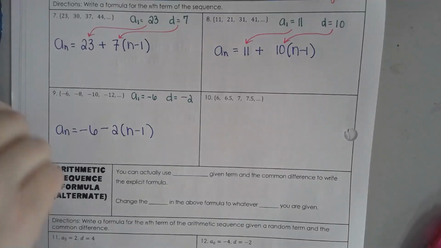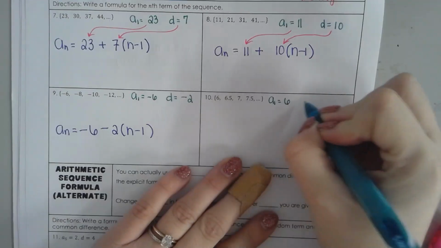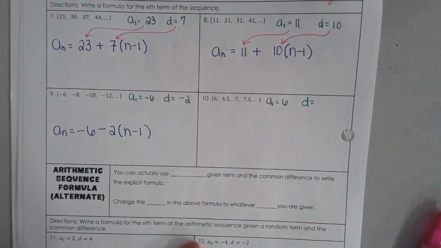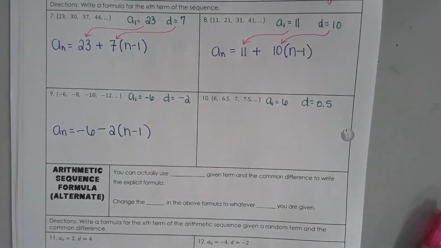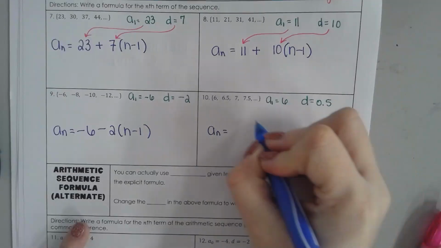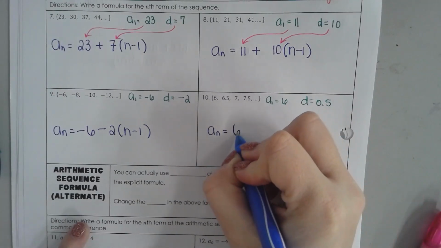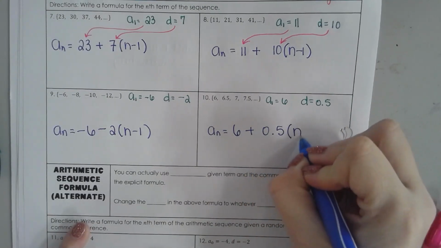All right, number 10. What is A1? Yep. What is the common difference? Yep, 0.5, or you can put 1/2. So the formula would be A_n equals 6 plus 0.5 times (n minus 1).